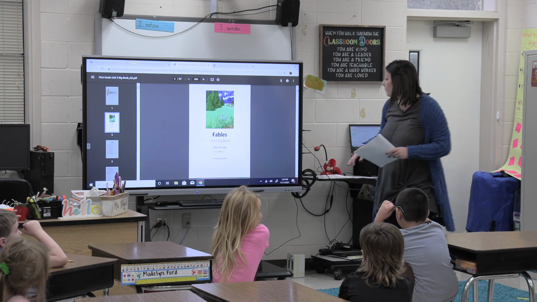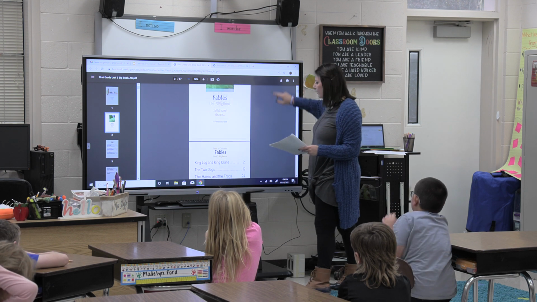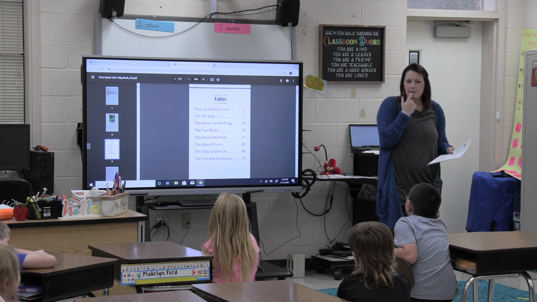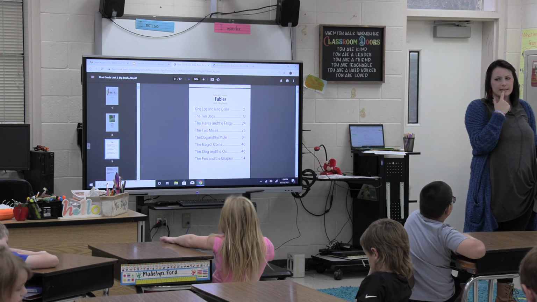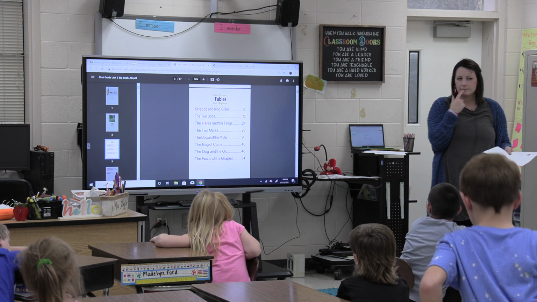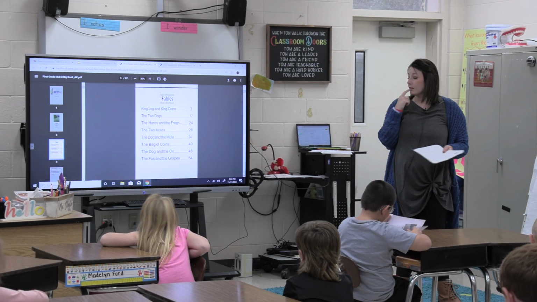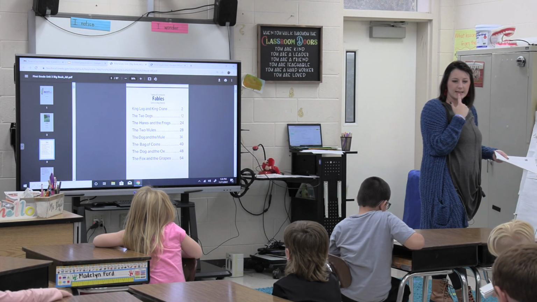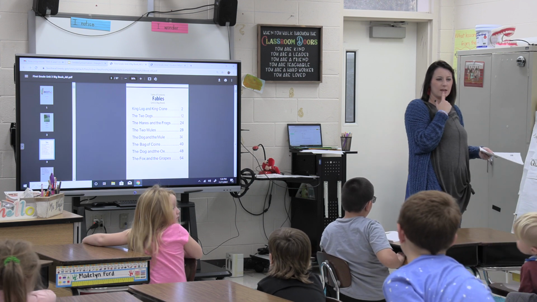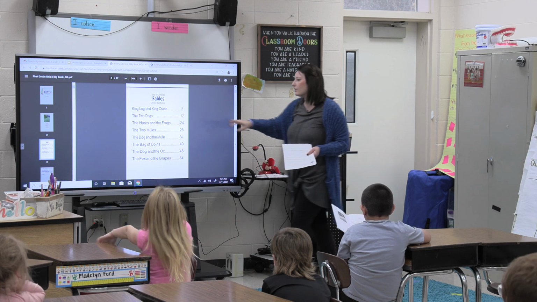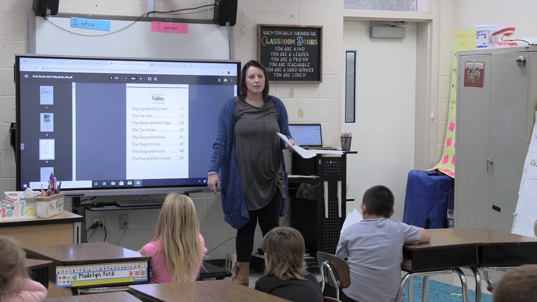But if I go down just a little bit farther in my book, I see the table of contents. I want you guys to take a minute. I want you to look at the table of contents. See if you notice anything about it. Read those, not in your books, up here. See if you notice anything about those table of contents. Abby? It tells you the pages. It does tell you the page numbers, but what about the titles? What is in each of those titles?